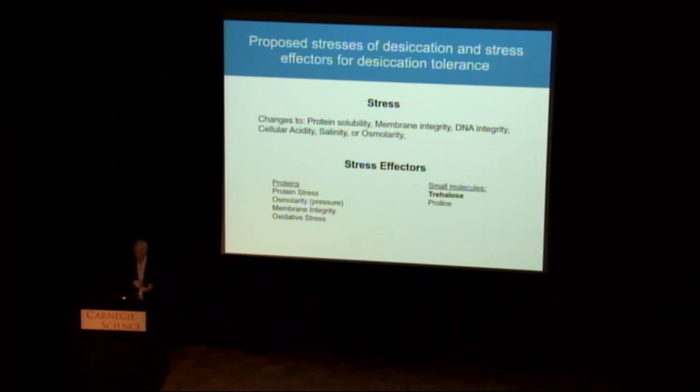So we're now stuck with the problem. These are all the potential stresses that could be killing them, these are all the potential molecules that could be, are any of these important for fighting desiccation? They all seem like candidates, but were any important? So the way we get at this is being a geneticist, so I just want to give you the strategy here. It's very simple.